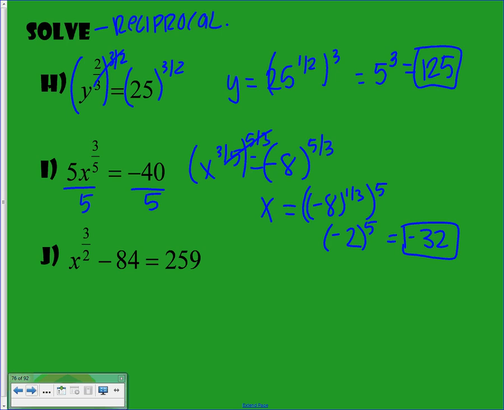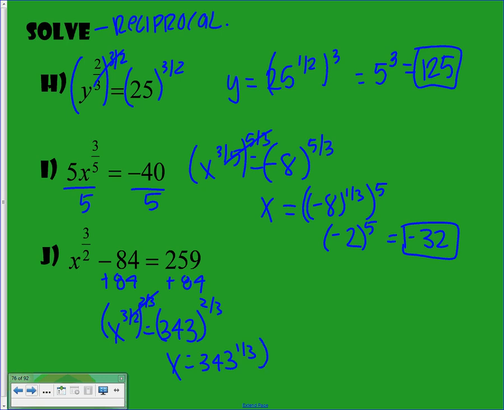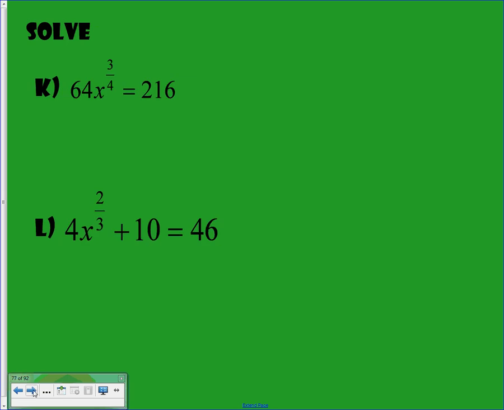Example J. First, I would add 84 to each side. So that would give me x to the 3/2 equals 343. To get rid of a 3/2, you have to raise each side to the 2/3 power. So I'm going to get x equals 343 to the 1/3 and then squared. What to the third is 343? That's 7. Squared gives me a final answer of 49 here. So just building, with one more step of taking the reciprocal.